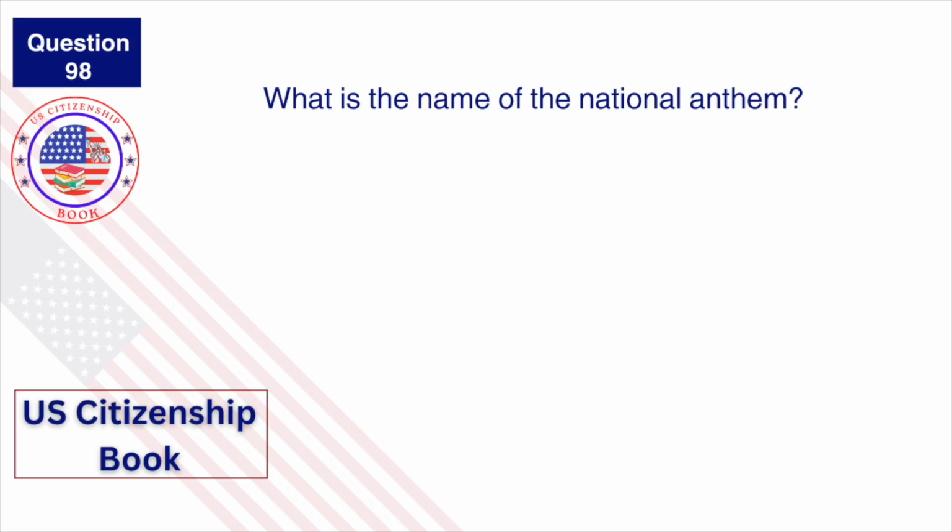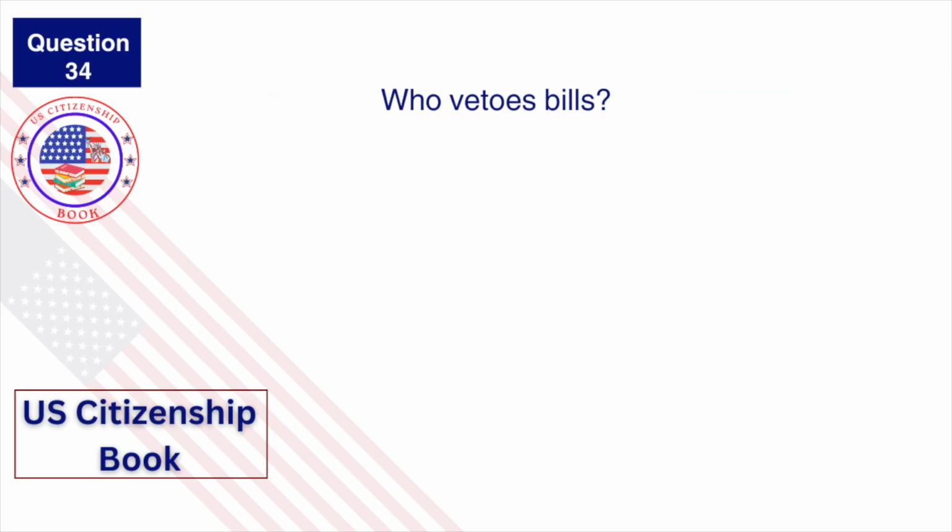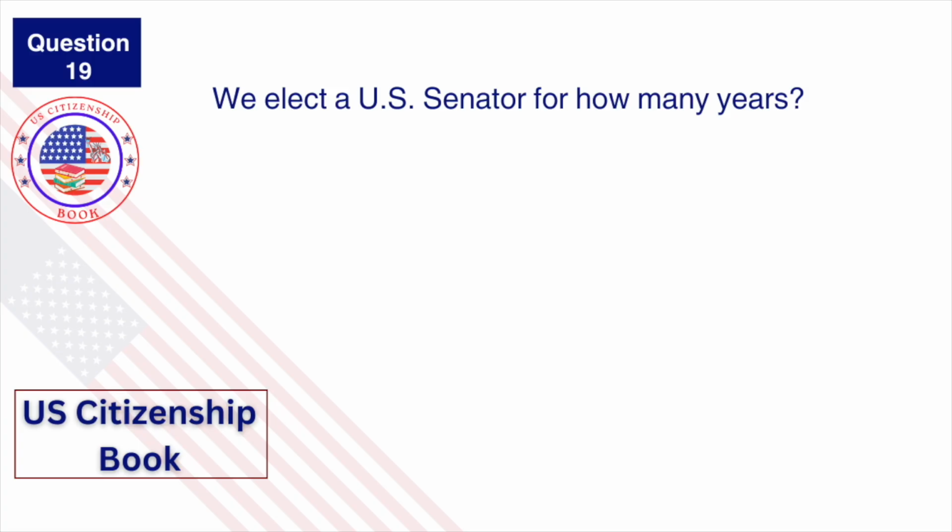What is the name of the national anthem? The Star-Spangled Banner. Who vetoes bills? The President. We elect a U.S. Senator for how many years? 6.